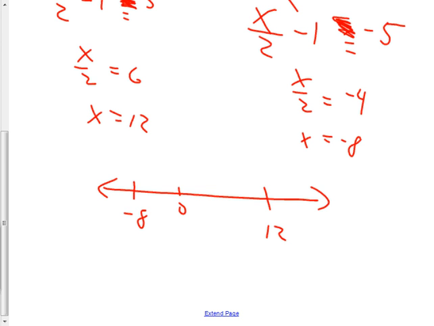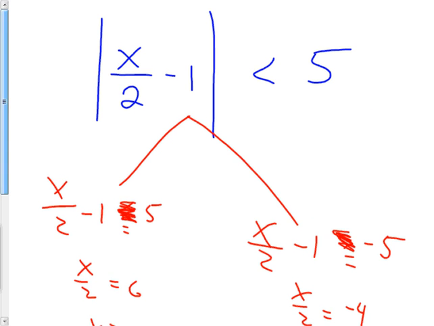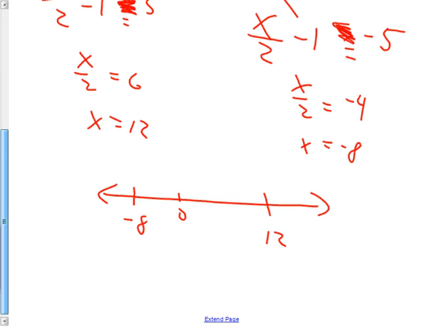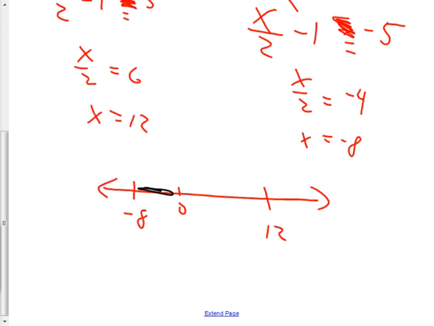So if I test 0, I'm going to stick in a 0 into my original problem, and it should go fairly easy. What's 0 divided by 2? 0. 0 minus 1 makes negative 1. Absolute value of negative 1 is 1, less than 5. Yes, it worked. So this area worked, so I'm going to make it darkened in.